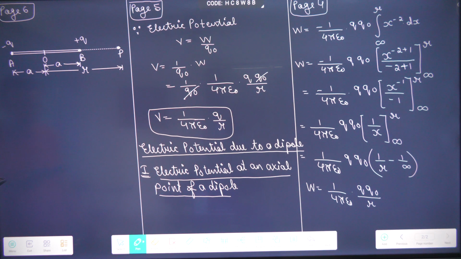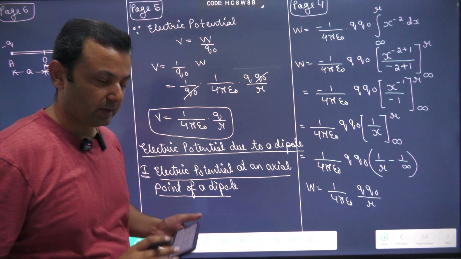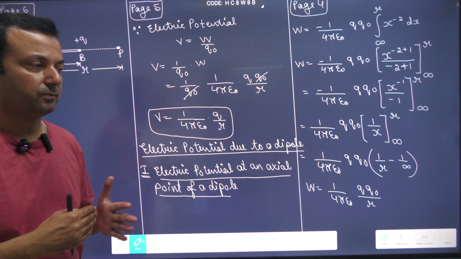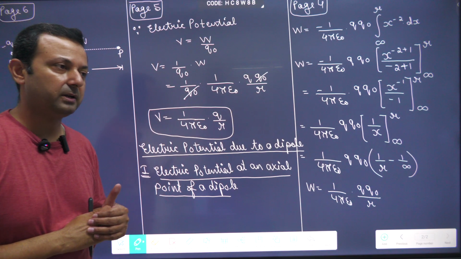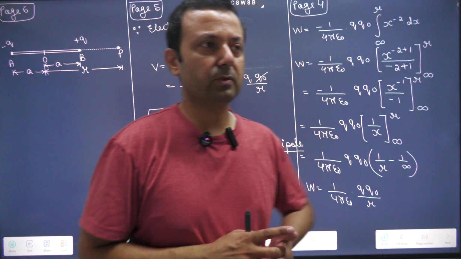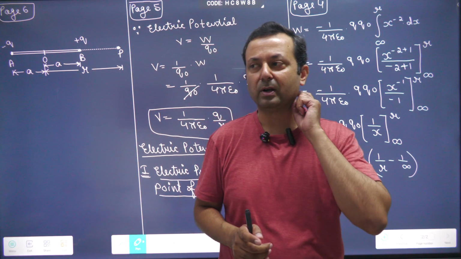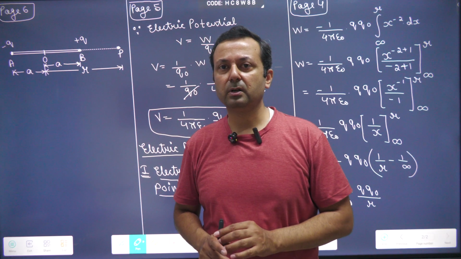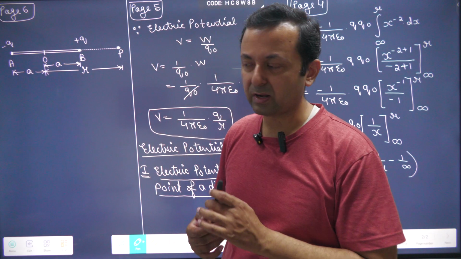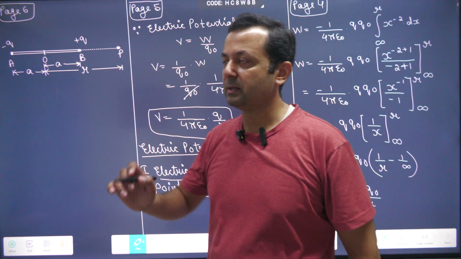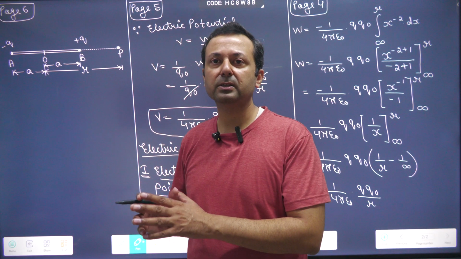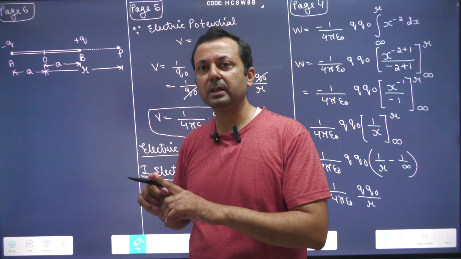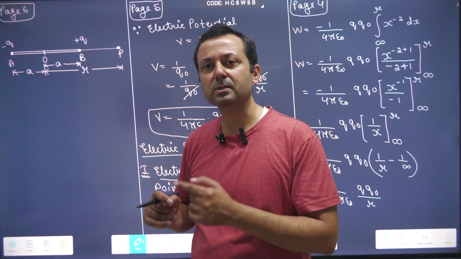Now, electric potential at point P due to the dipole is, now you have to understand one thing. There is one difference here in electric potential and electric field. Electric field was a vector quantity, but electric potential is a scalar quantity. So whenever I have to calculate electric potential, I do not take the magnitude of charge, q and minus q. We always take the sign also.